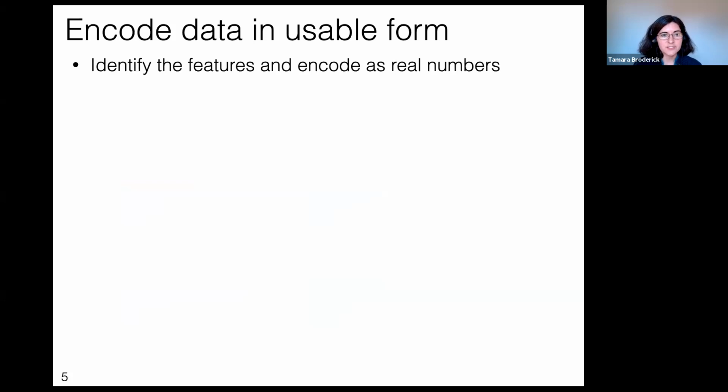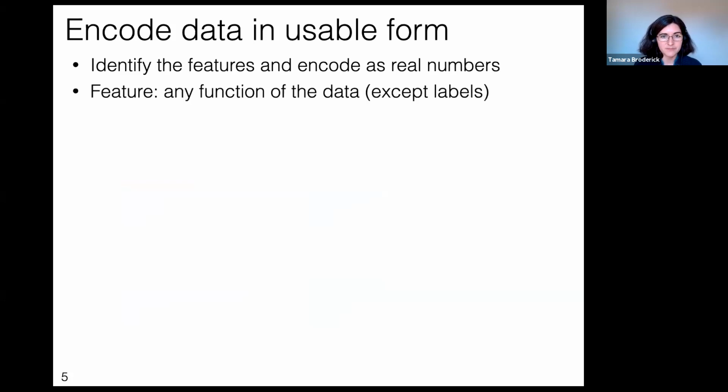Okay, so now let's do the same thing, but we're going to identify the features rather than the labels and encode them as real numbers. Now, just to be explicit here, a feature just means any function of the data. And typically, if we're doing something like supervised learning, which we are in this case, remember classification is a form of supervised learning. In that case, we typically exclude the labels from that. So it's a function of the data except for the labels.